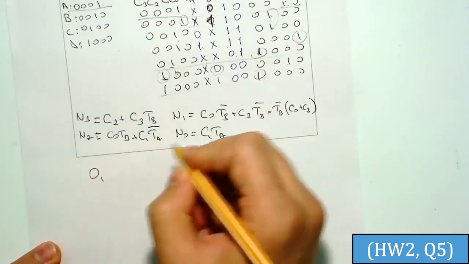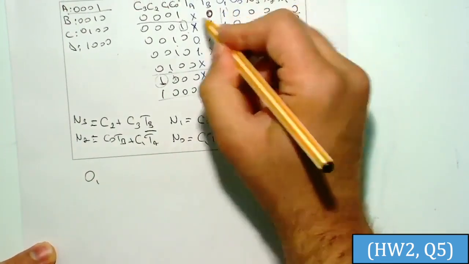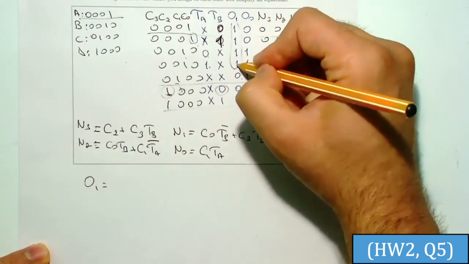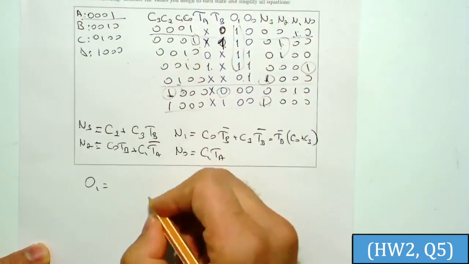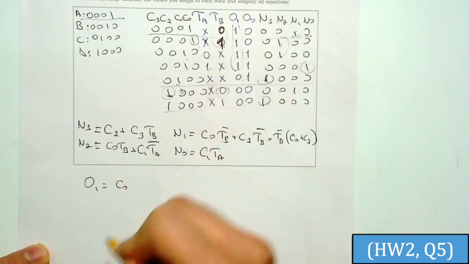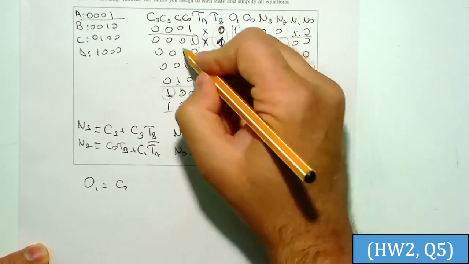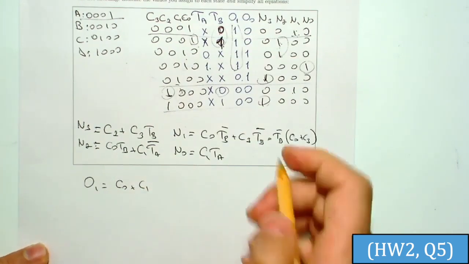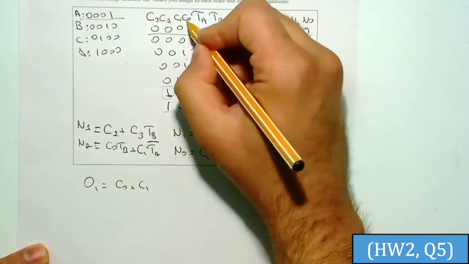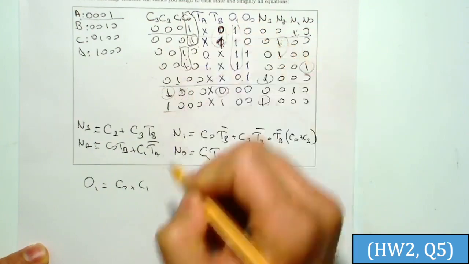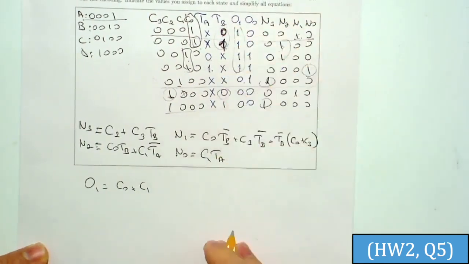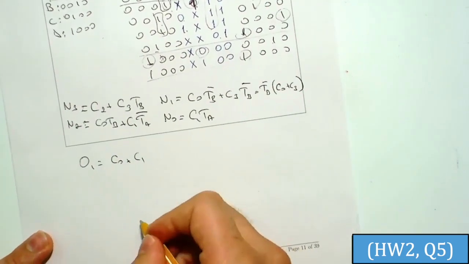And for the output, for output 1, I have 1 when either C0 is 1, and it also doesn't depend on TA or TB, or when C1 is 1, right? Can you see that? So O1 is 1 when either C0 is 1 or C1 is 1, right? For the C0 rows, TA doesn't matter, and TB also doesn't change the result. It's the same for TA. So I only have C0 and C1.